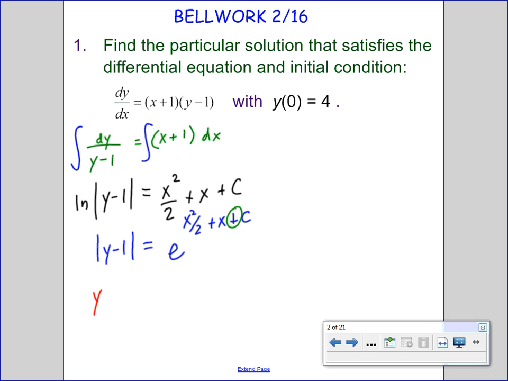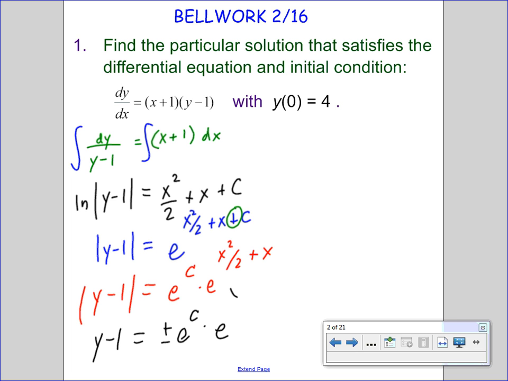That allows us to get rid of the absolute value bars by applying the plus or minus to that e to the c, that constant that we don't know, and it can absorb that plus or minus as an unknown constant, right, and then rename it a. So we'll go ahead and put those bars to the next step and rewrite this as y minus 1 is equal to plus or minus e to the c, and then times e to the x squared over 2 plus x.